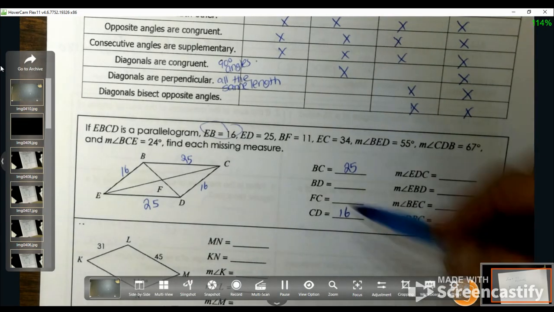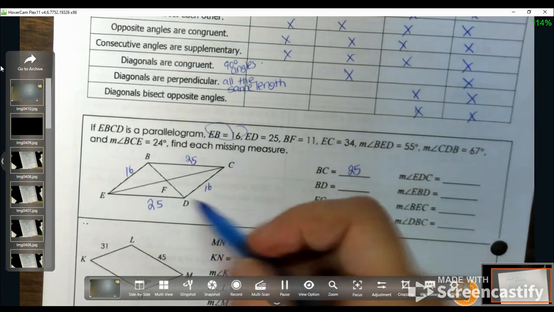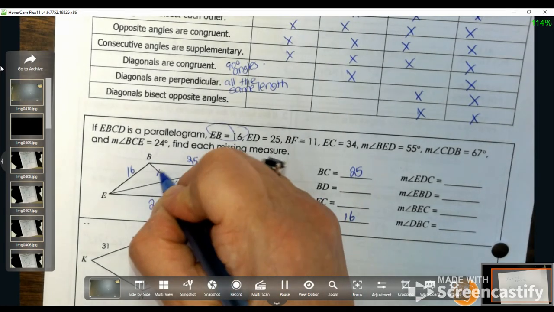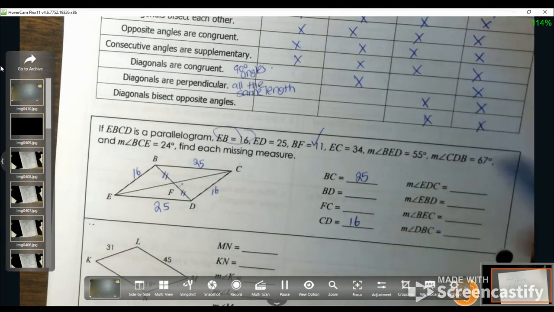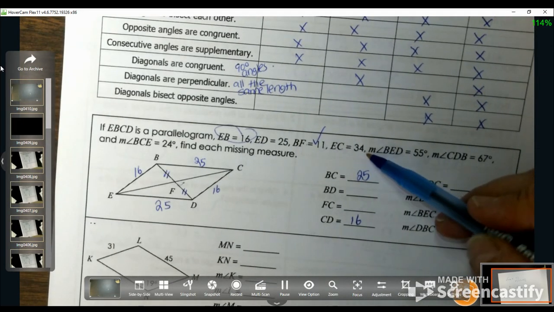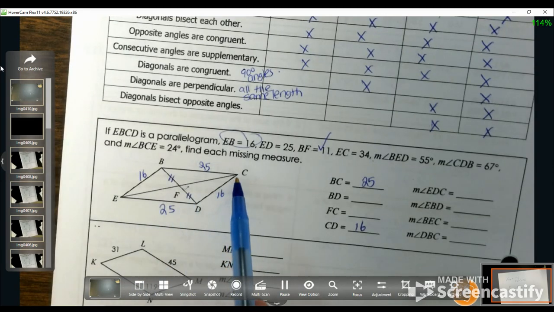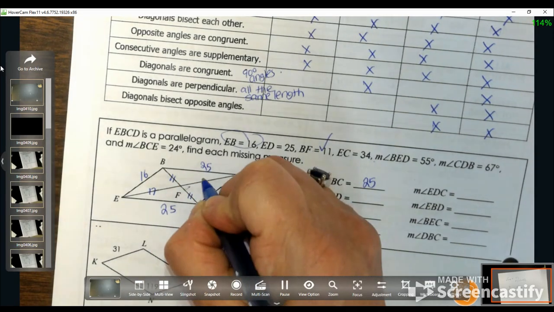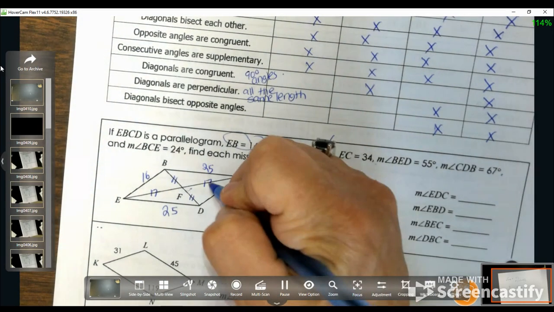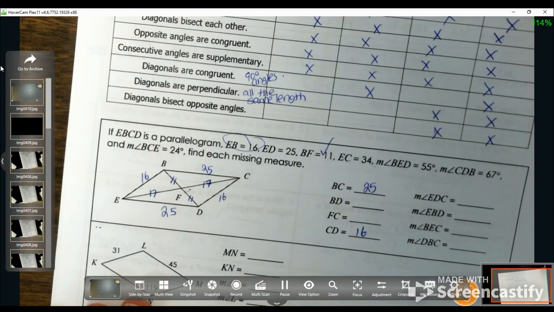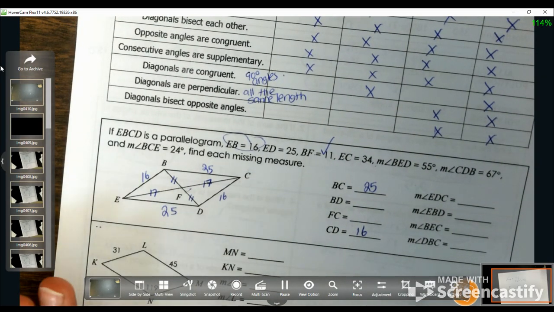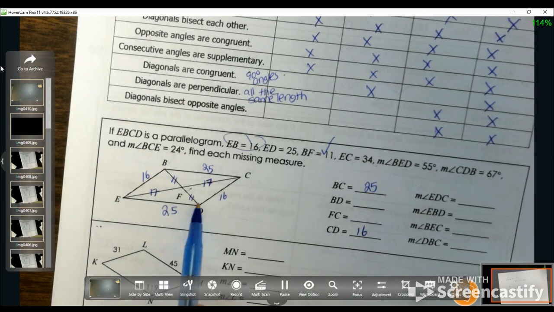Let's look over here. BF is 11. That means FD is 11. And EC is 34. That means each side is 17. Okay. So this is a parallelogram. And let's look, BD. BD is 11 plus 11.